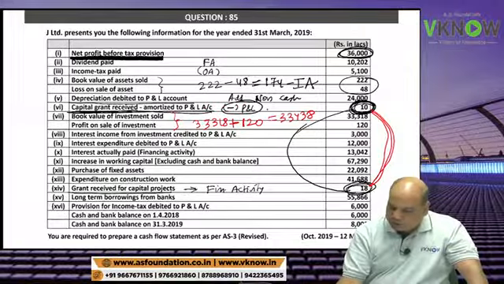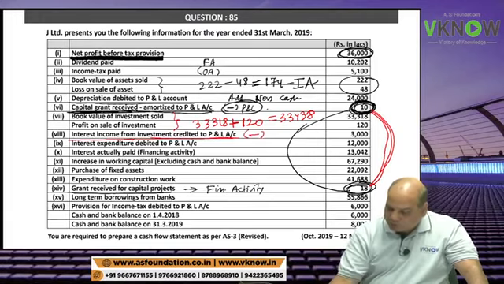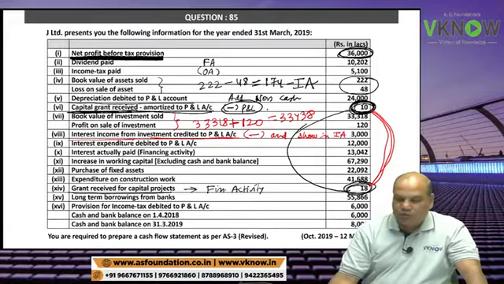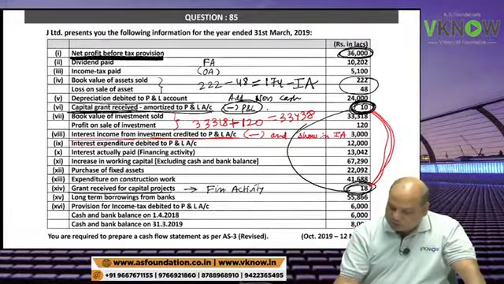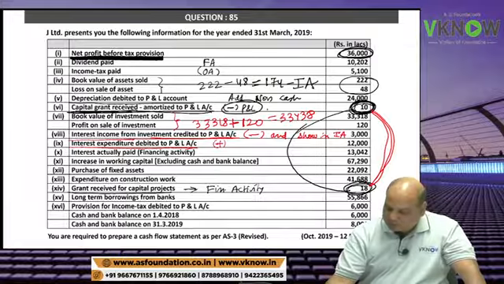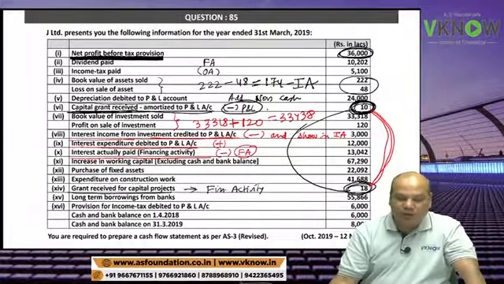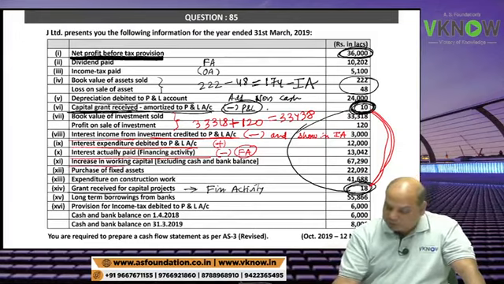33438. Then interest income from investment credited to P&L account: minus, and show in investment activity. Interest expenditure debited to P&L account: add back. But in the next line it says interest actually paid, so this you will deduct in financing activity. Interest debited to P&L account, add back. Interest actually paid, deduct in financing activity.